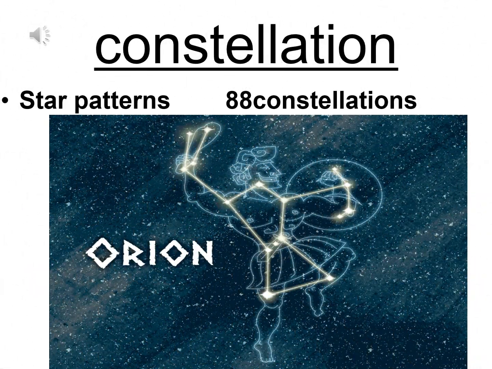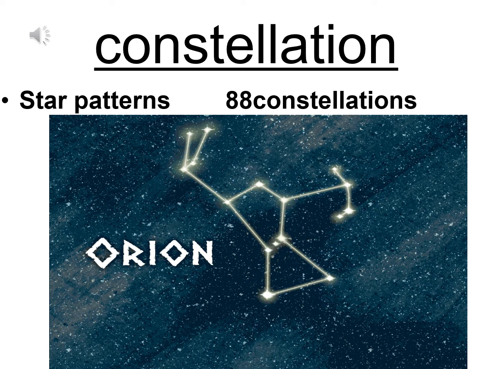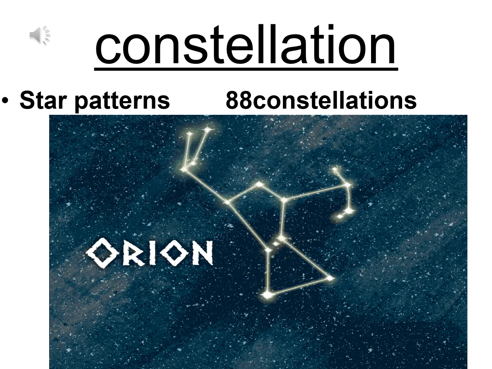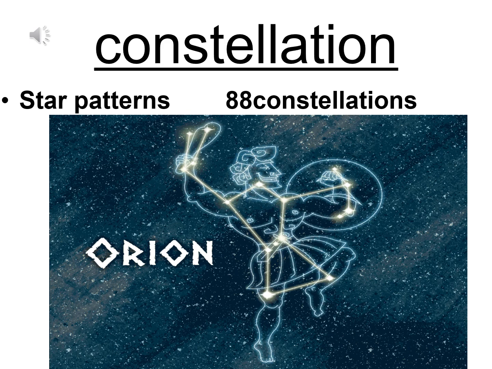Now we will take the last thing in this lesson. It is constellations. Repeat after me. Constellations. Constellations means the star patterns in the sky. We have about 88 constellations. People in ancient times looked at the sky and tried to find shapes in the sky.